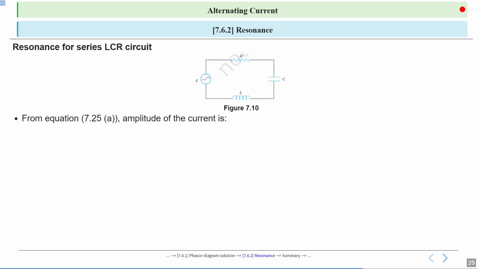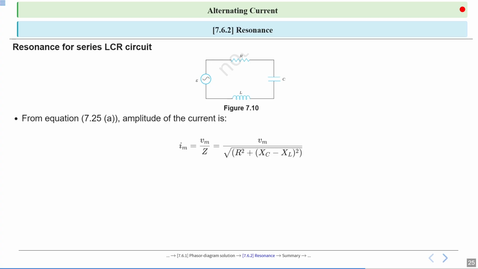Okay. So from equation 7.25a, the amplitude of the current is given by Im equal to Vm upon Z, which is equal to Vm upon root of R square plus (Xc minus XL) whole square. Okay. So at resonance frequency, the external source frequency is matching with the system frequency, due to which the amplitude of current will increase. That means the amount of current will increase. How will it increase? When Z will decrease. How will Z decrease?